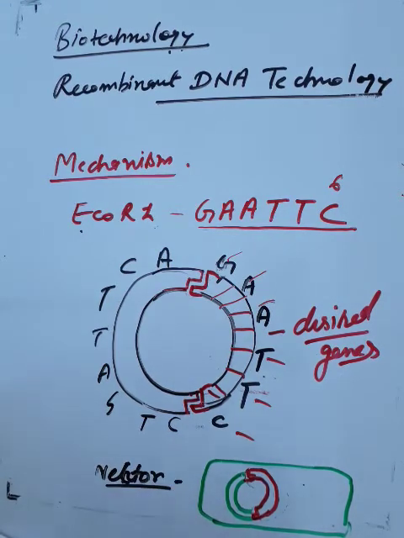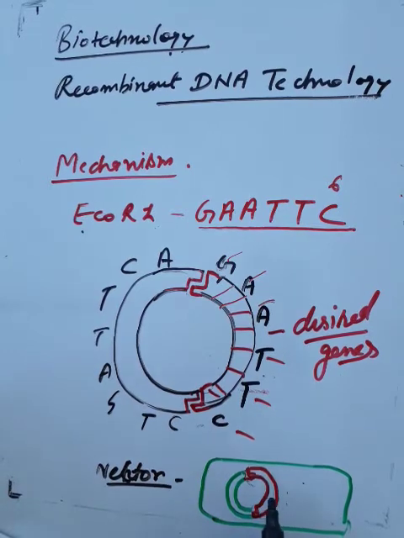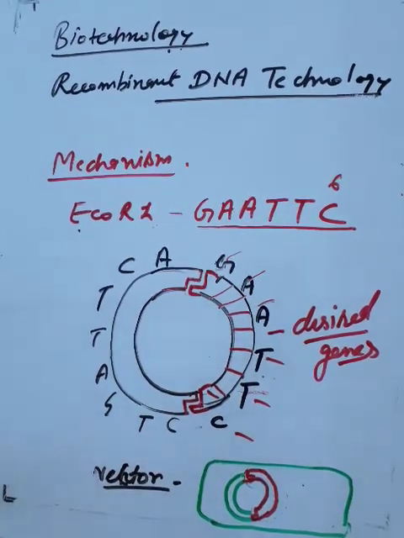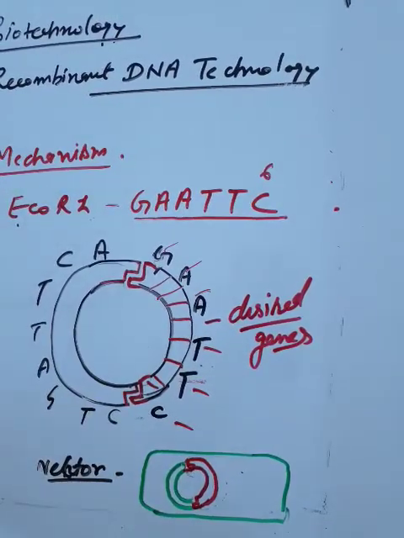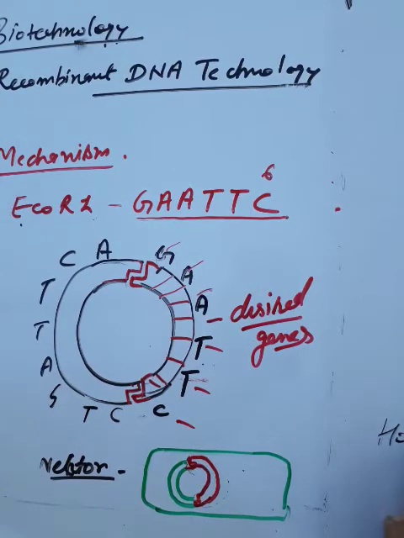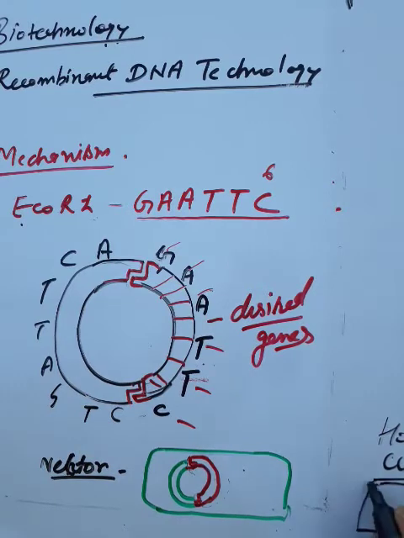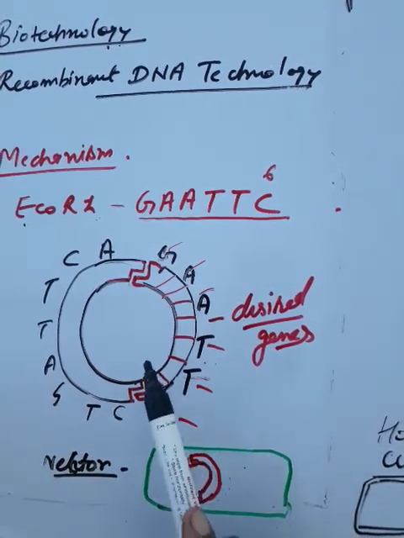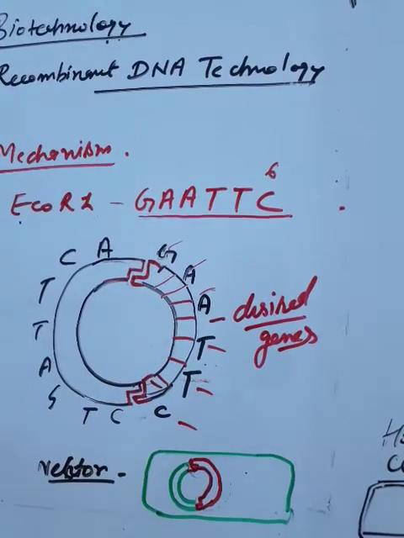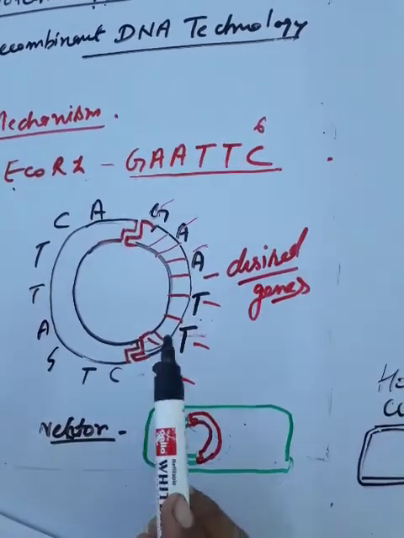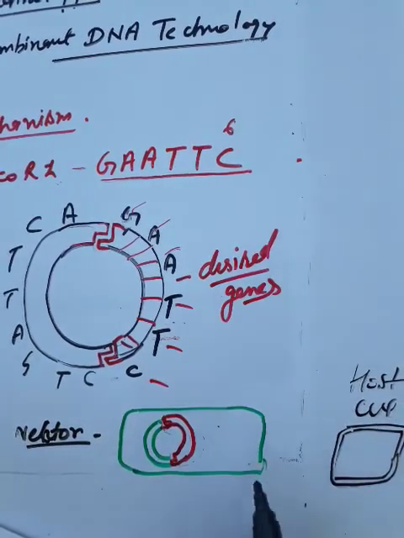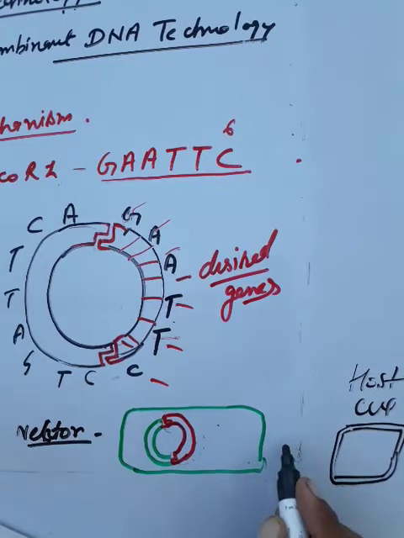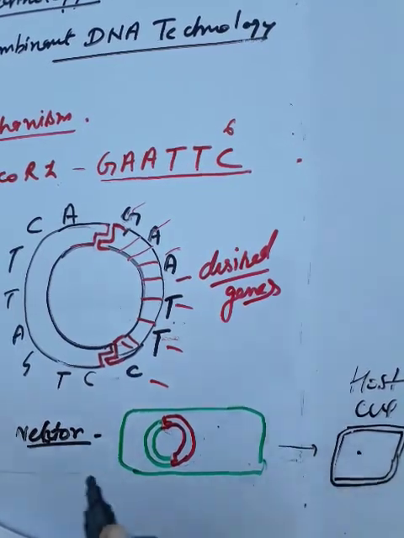What is the function of the vector? To transmit the desired DNA into the host. For example, this is a host cell, any host cell, and we want to transmit the desired DNA into the host cell. We first insert the desired DNA into the vector, and after that, with the help of the vector, this desired DNA or gene is transferred into the host cell.